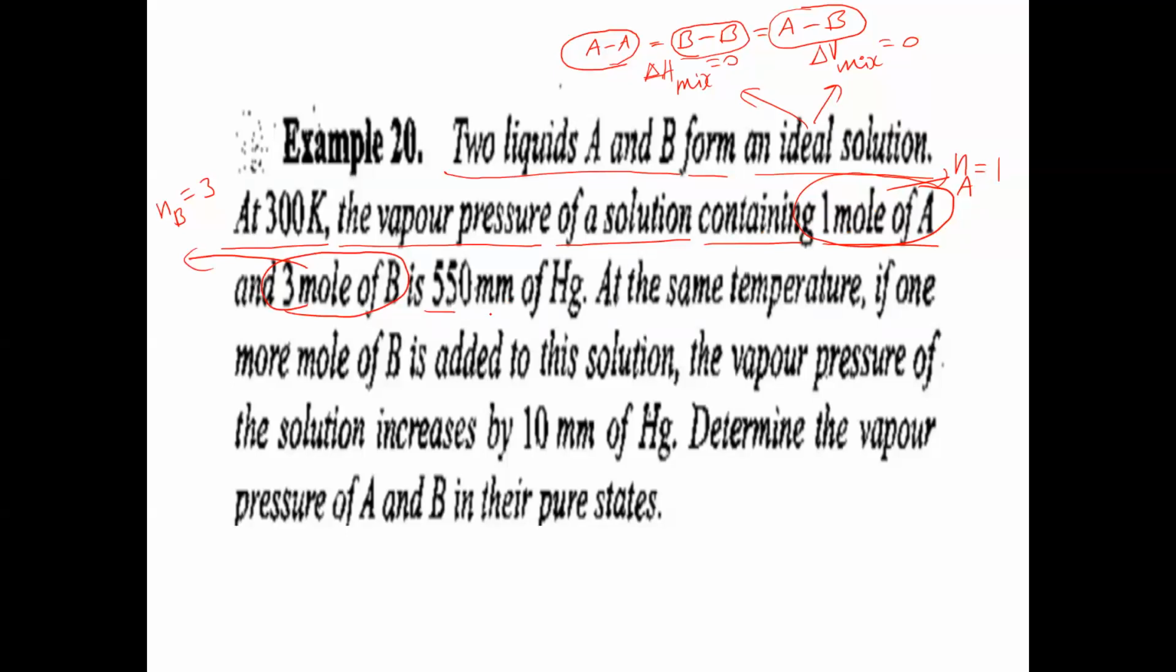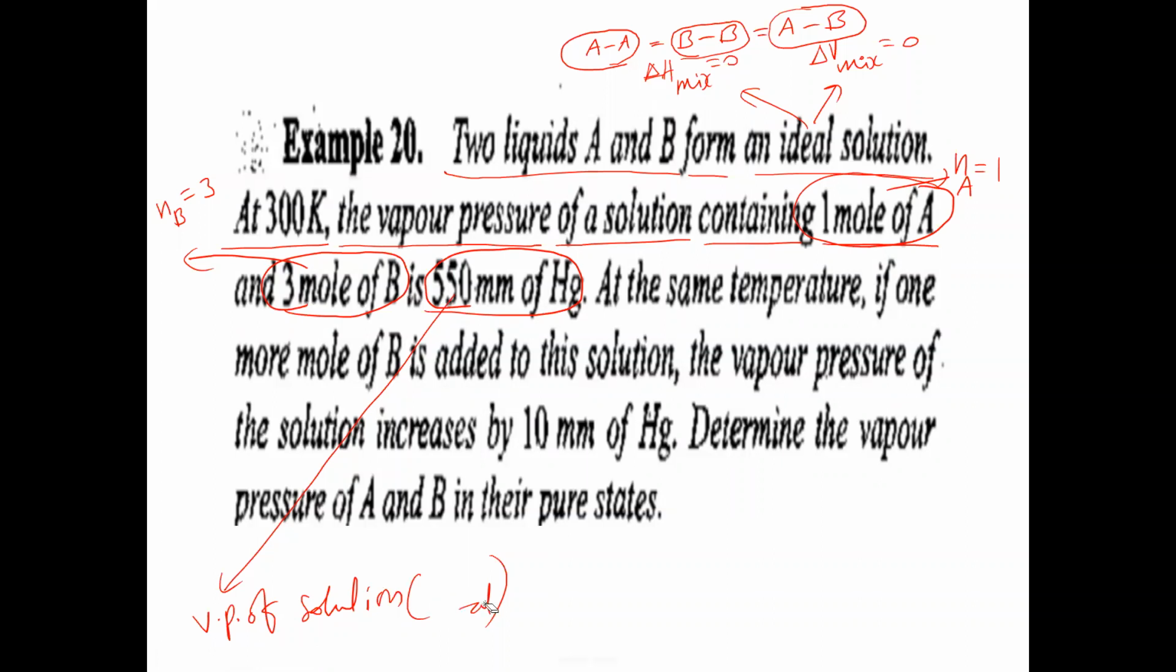The vapor pressure is 550 mm of mercury. This is the vapor pressure of the solution. The total pressure of the solution, or vapor pressure of the solution, you take as P. So the vapor pressure of the solution P is equal to 550 mm of Hg, as given here.